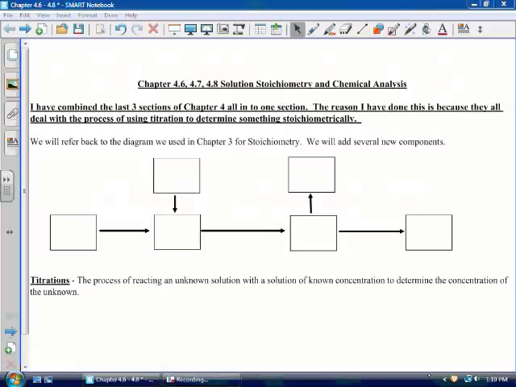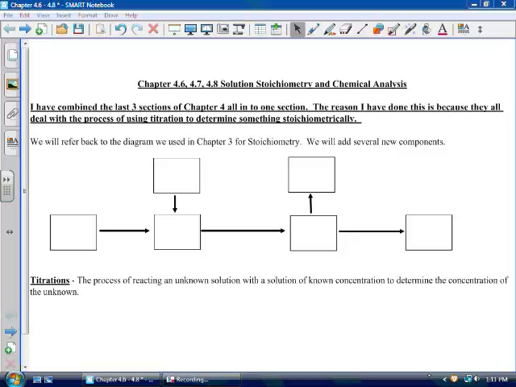The last three sections of Chapter 4 are all pretty much similar things. They're all talking about doing titrations and doing stoichiometry, solution stoichiometry. So even though they have different titles to them, I've decided to combine the last three sections, 4.6, 4.7, and 4.8, in terms of covering them because they all basically are doing the same practice, which is using stoichiometry to determine a process.